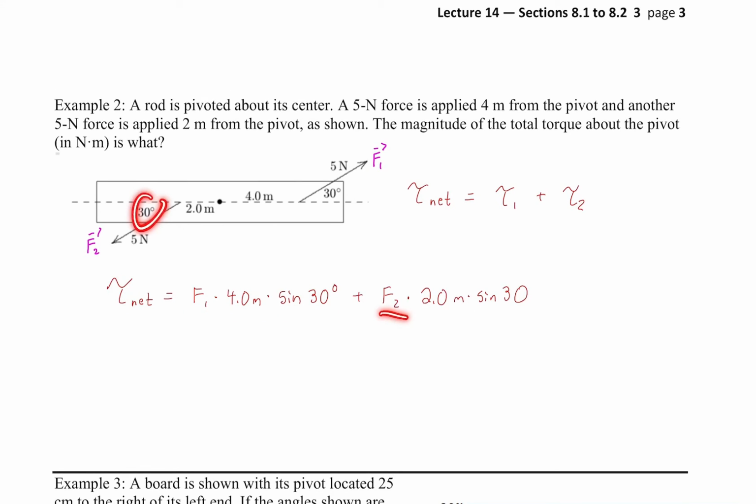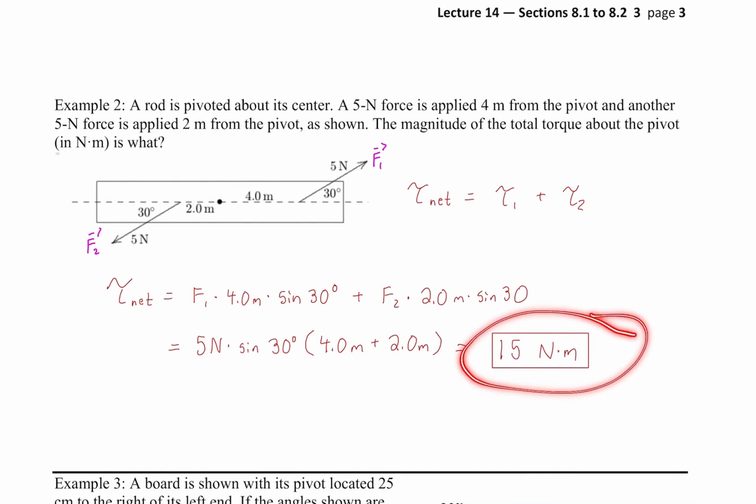So it's just F1 times 4 meters times sine of 30, plus F2 times 2 meters times sine of 30. They both have a 5 in common because F1 equals F2, and sine of 30 is shared in common. The only difference is the length of the displacement vector. So it's just 4 plus 2, and putting everything together, we have a net torque of 15 newton meters. Simple as that.